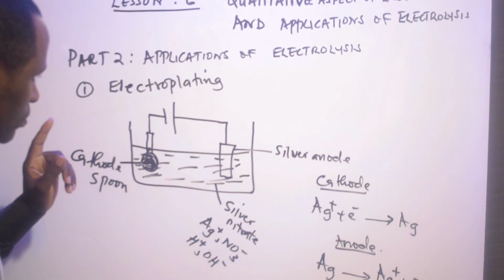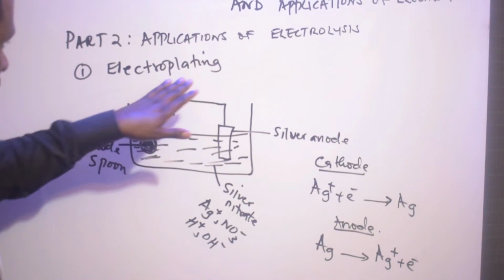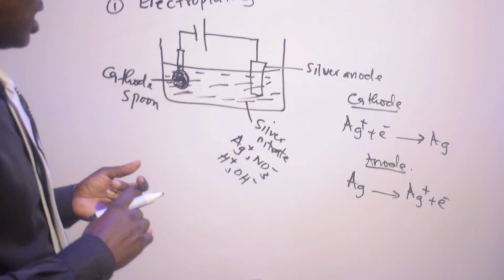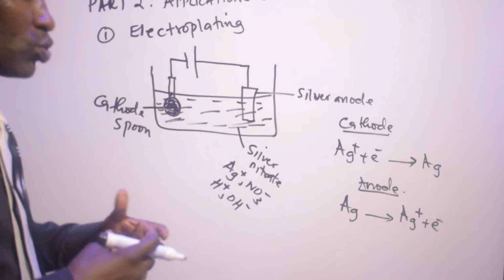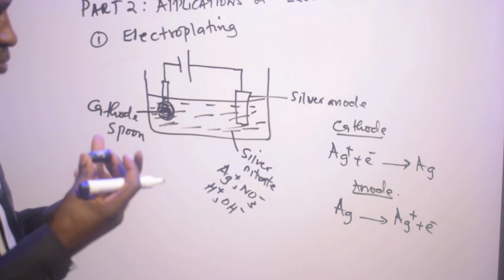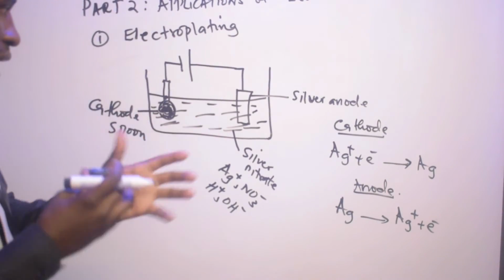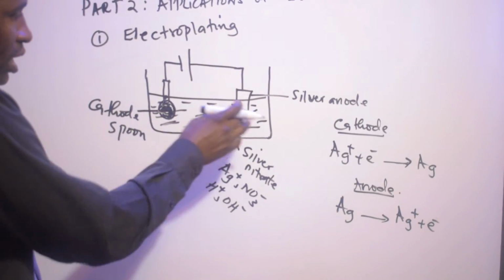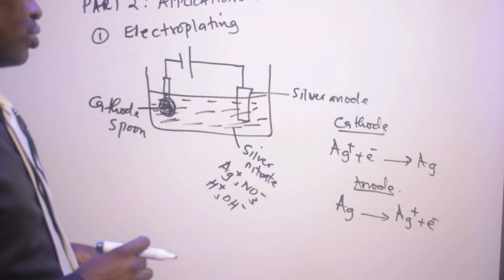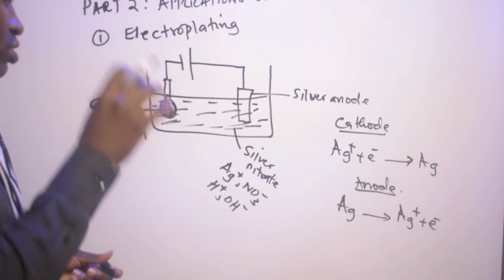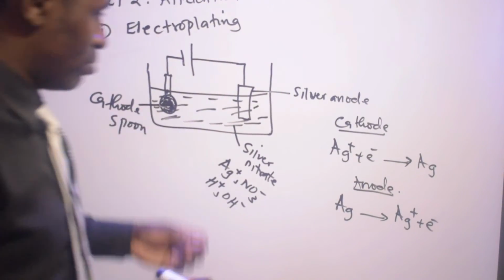Now once again, electroplating is done for two things. Number one, to improve the appearance of a substance. For example, in this spoon here, you electroplate with maybe an appealing color. For example, silver is silvery there. If I want to prevent corrosion, I can also electroplate. Those are two things that I am able to do.